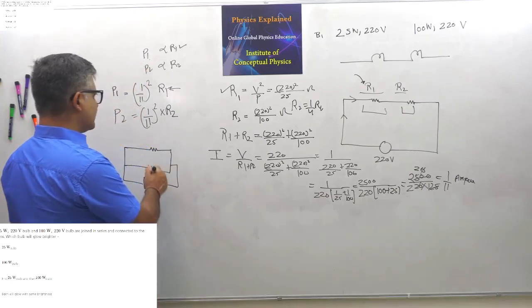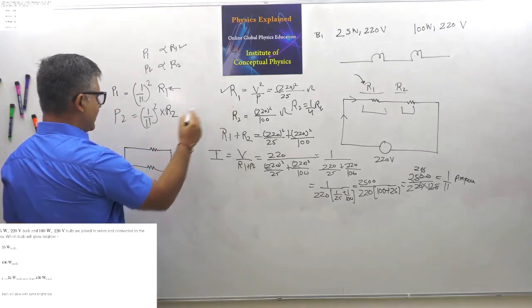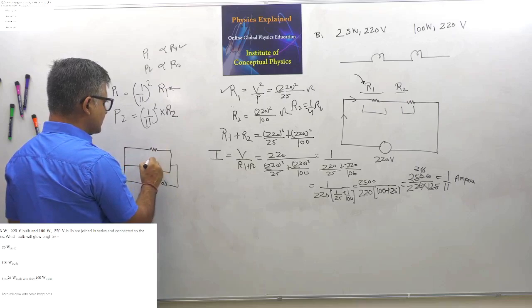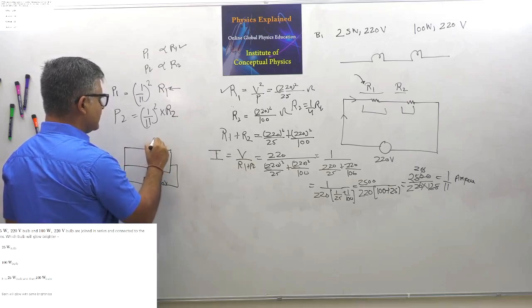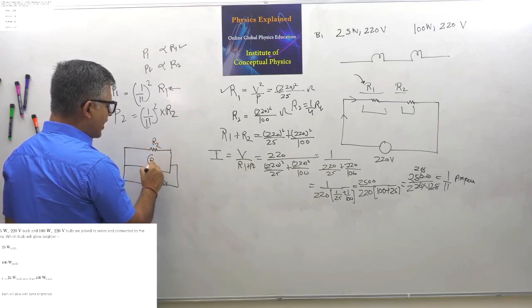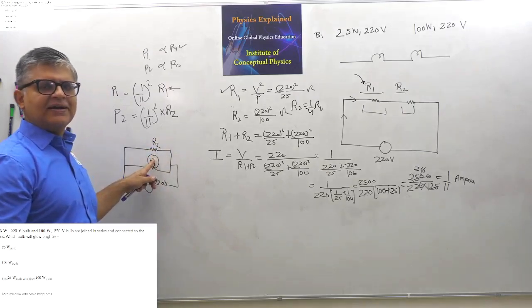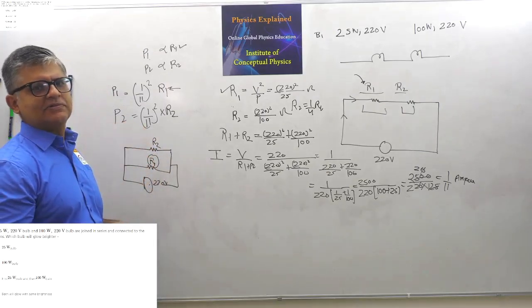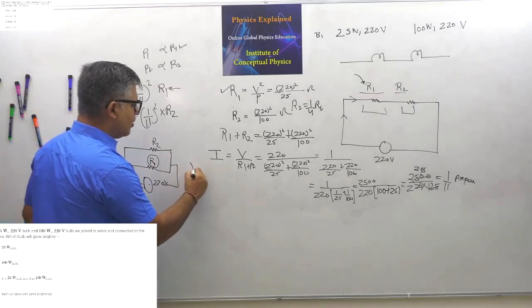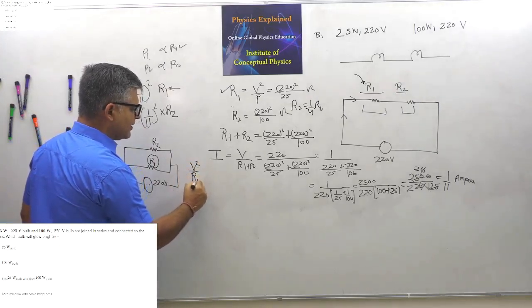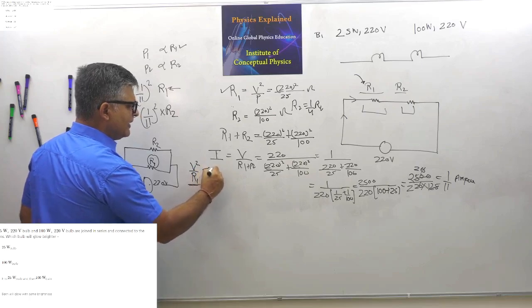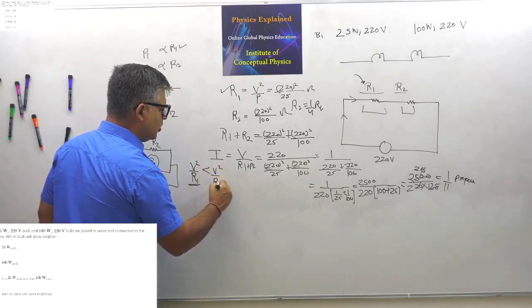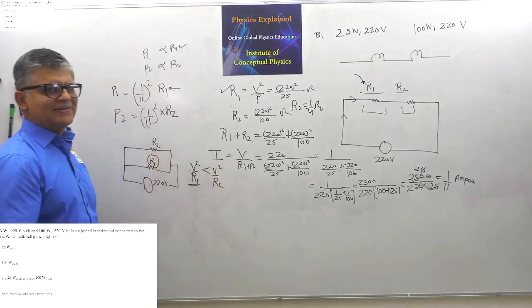We already know the resistance of R1 is greater, right? So this is the resistance of R1 and this is R2. Since R1 is very high, the current I will be low, right? Therefore, it will glow less. Or you can say that the value of V square by R1, since R1 is high, will be less than V square by R2 in the case of the parallel situation.